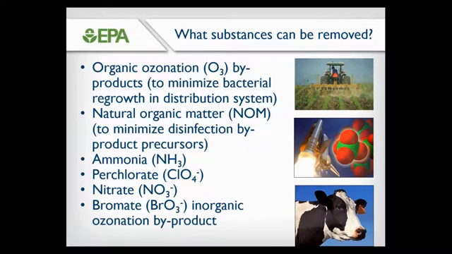There's a range of substances that can be removed through the biological drinking water treatment process, and these include organic ozonation byproducts. The benefit of removing these is that they lower the probability of bacterial regrowth in a distribution system. Also, biological processes can remove natural organic matter, which will in turn lower the probability of the formation of disinfection byproducts. Then on the inorganic side, ammonia and perchlorate, nitrate, and bromate, the latter of which is an inorganic ozonation byproduct, are all inorganic substances that lend themselves to removal in biological treatment processes. And one of the big advantages of biological treatment processes is that, if it works out right, it eliminates the need to treat a residual waste stream.